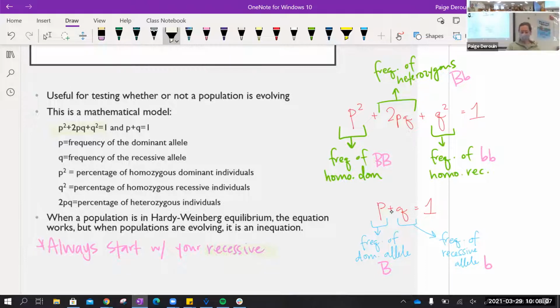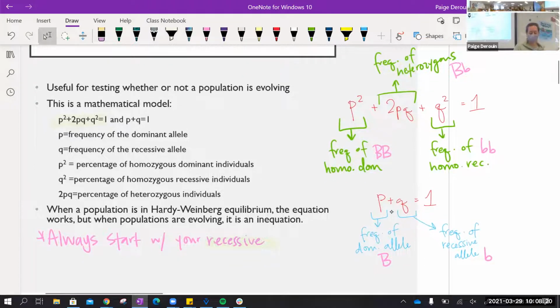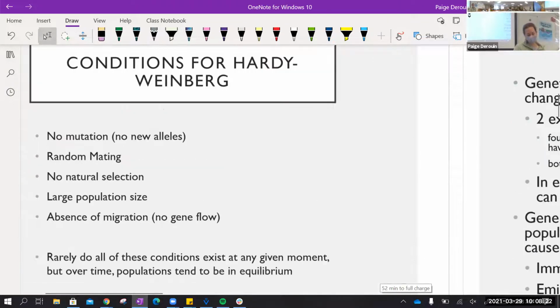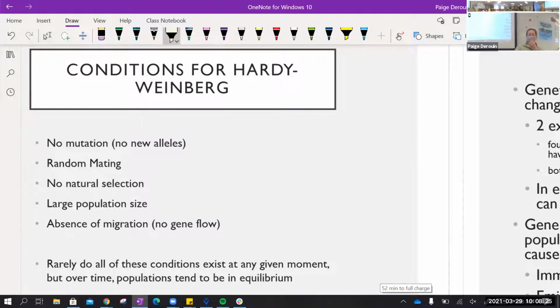Alrighty, so that's the formula. There are some conditions that have to be true for the Hardy-Weinberg model to work. Obviously it's a model, so it's not perfect for every population, and that's okay. But there are certain conditions that are assumed when we do these problems and say, this population is evolving and it's in Hardy-Weinberg equilibrium. Then we're assuming that all of these facts about that population are true.